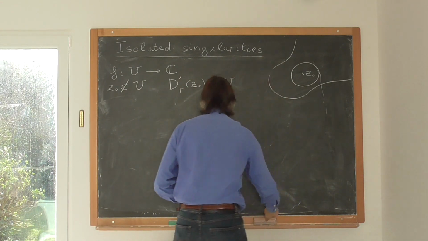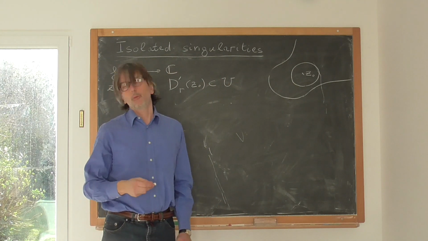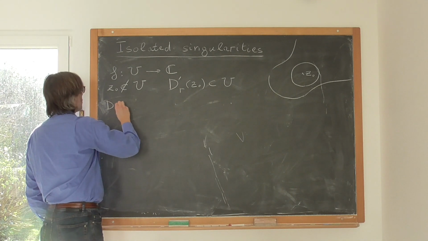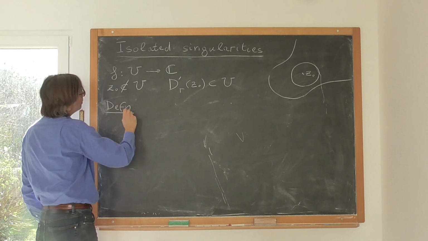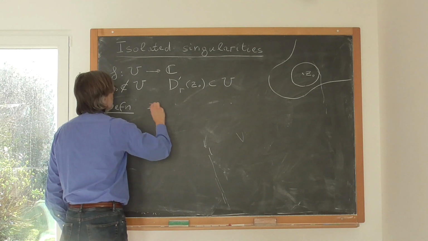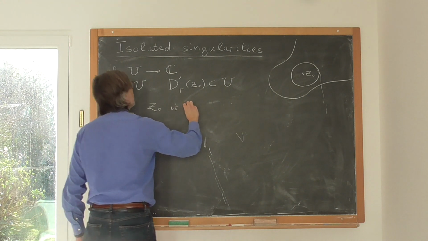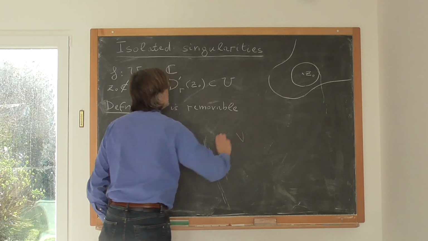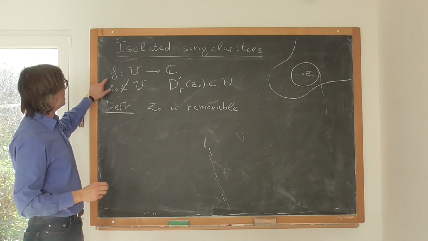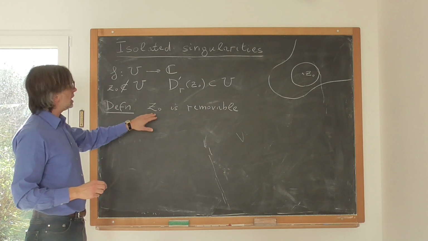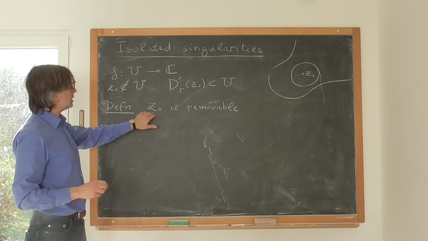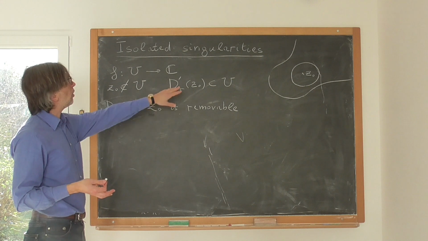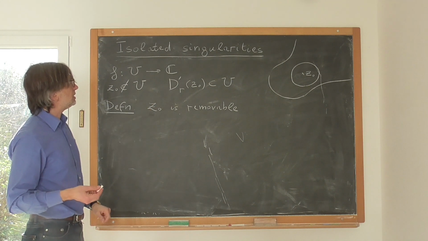Okay, so isolated singularities could, of course, be removable. What does it mean for a singularity to be removable? Let's give this definition. So the singularity z0 is removable if we can extend the function f, giving it a value also at z0 in such a way that it's a holomorphic function on the whole U union {z0}.